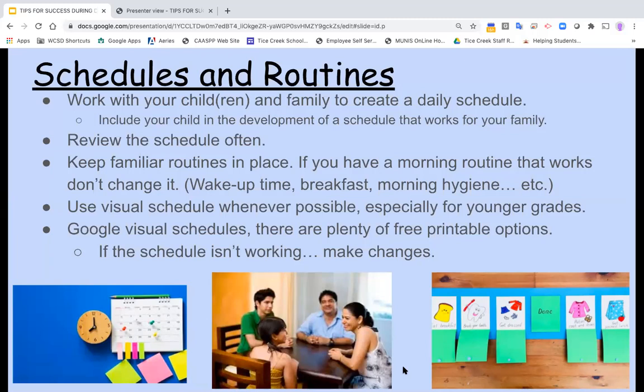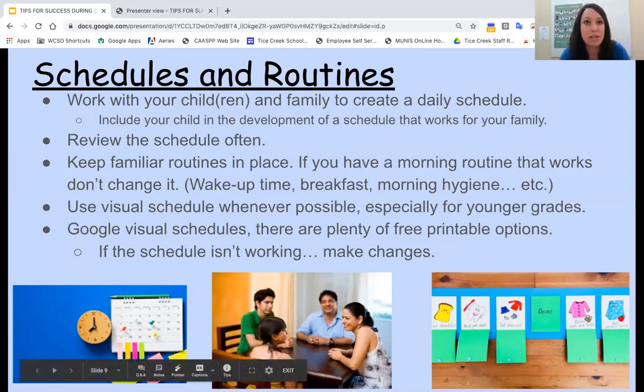Review the schedule often, I think is important. That way they know what's coming up and are familiar. Keep familiar routines in place. So before the pandemic, if you had a routine in the morning that worked for your child, a routine after school that worked, you don't need to change it. So whenever their alarm goes off, whatever the breakfast routine was, making sure to brush your teeth, if that was working, no need to change it.